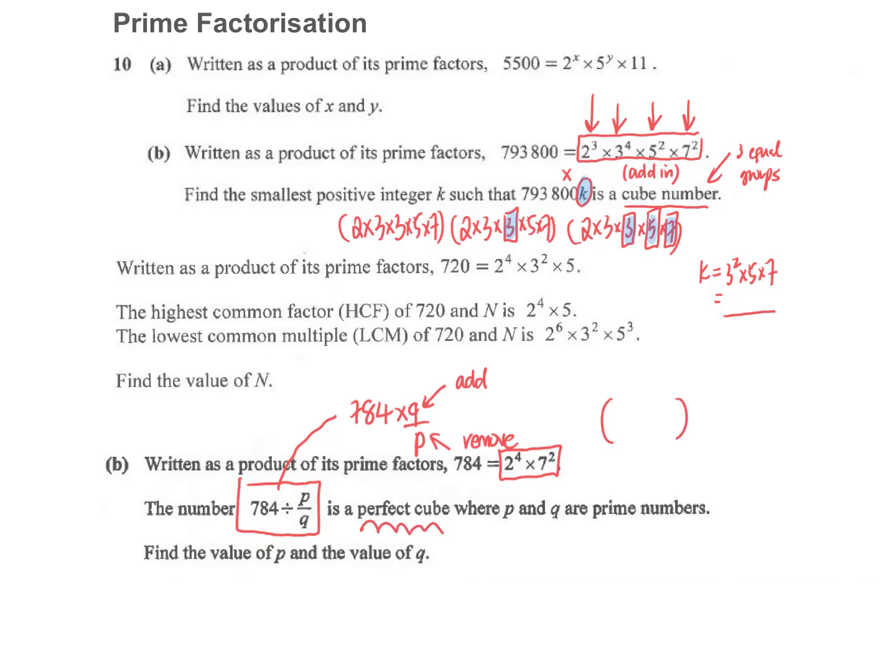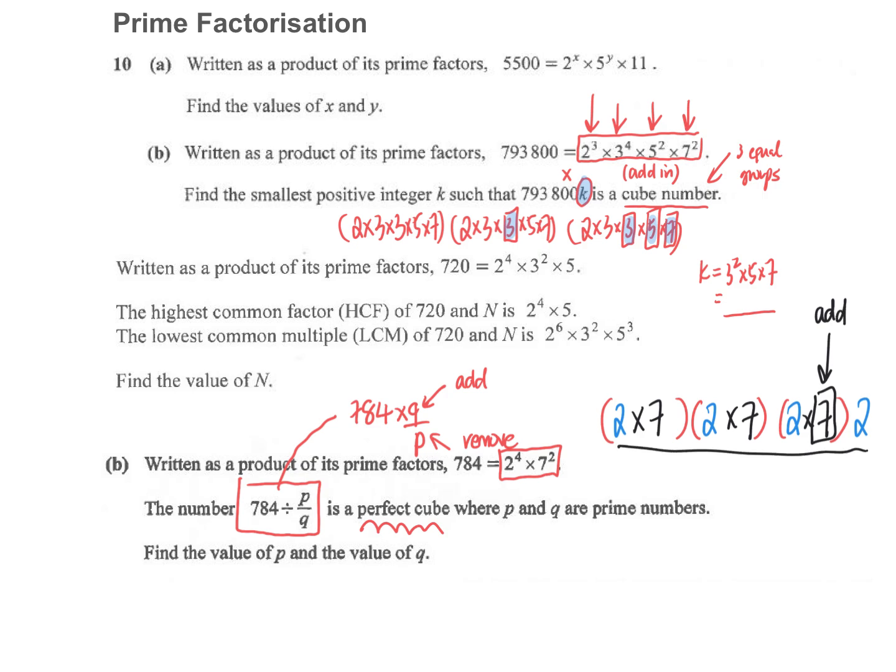So 3 equal groups. So I want to group my 4's. I want to group my 2's into 3 equal groups. Then I have 1 stranded one. Not enough to distribute for 3 groups. And then I have 2 7's, which makes sense for me to add in 1. So this is the number that I should add in. And this is the number that I should remove.